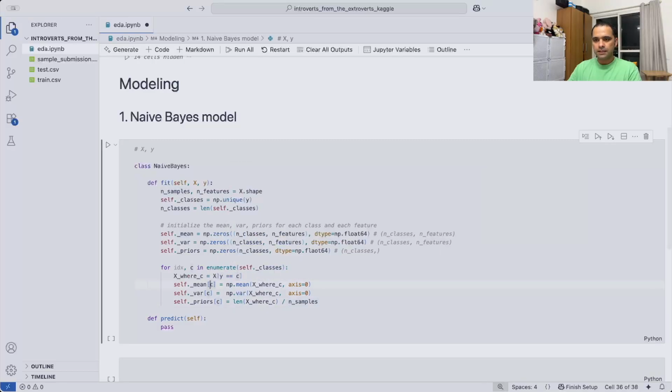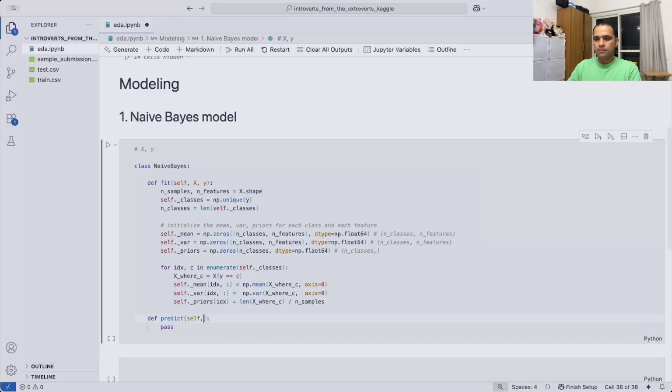Okay, I made a mistake here. Here, instead of class, I should be doing indexing with the indexes. My bad. So for this row and all the columns, we are assigning values from this calculation. Okay, now once all this is done, we move on to predict.